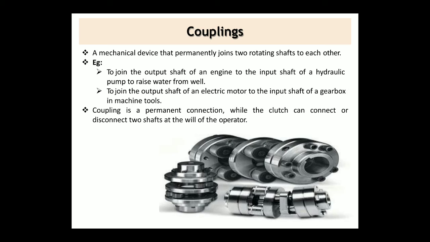A coupling is a permanent connection, while a clutch can connect or disconnect the two shafts at the will of the operator. This is the difference between the clutch and the coupling. Couplings are necessary to couple or connect the drive shaft to the driven shaft, or we can also say to connect the motor shaft to the machine shaft.